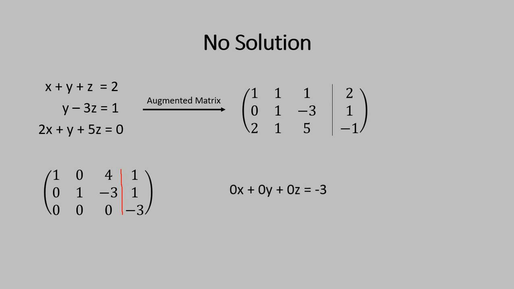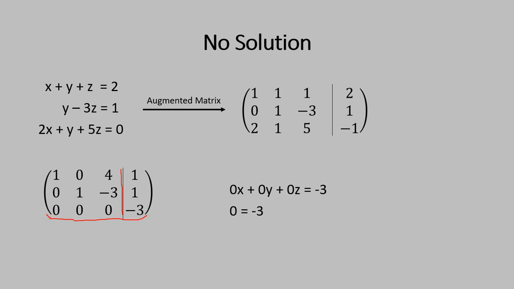So we know that we could say 1x plus 4z is equal to 1. But that's not the important part here. I want to focus on the last row, where 0x plus 0y plus 0z is equal to negative 3. Basically what this is telling us is that 0 is equal to negative 3.